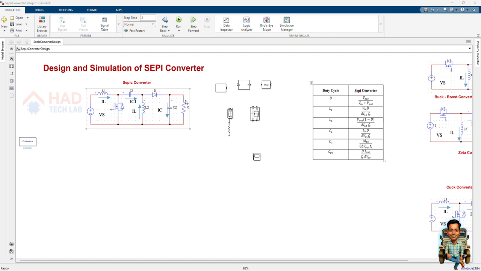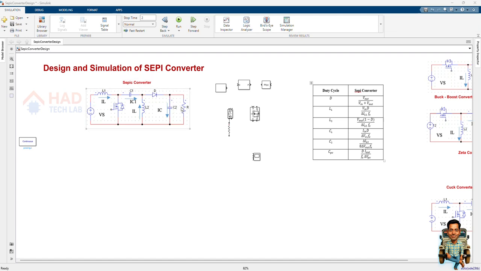The diode D becomes reverse biased. So the output load is isolated from the input, and the load is powered only by the capacitor C2. The coupling capacitor C1 discharges, transferring the energy to inductor L2. So this is the operating principle when the switch is on.